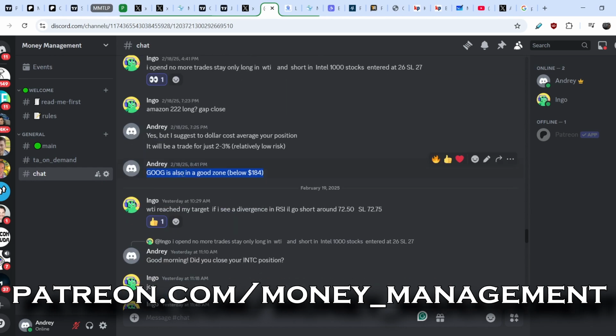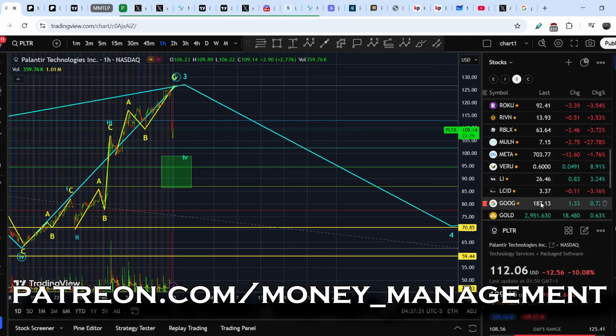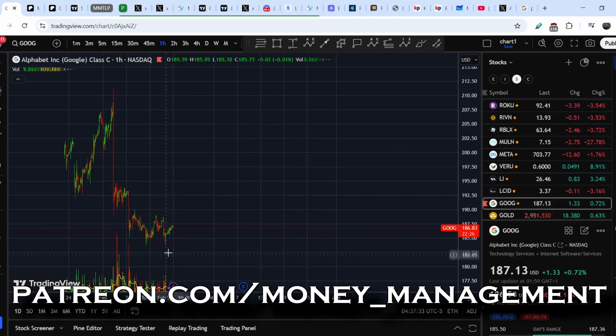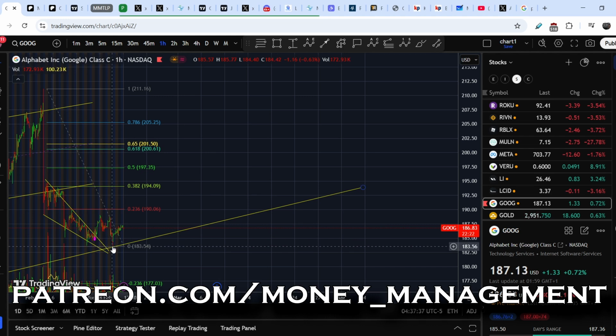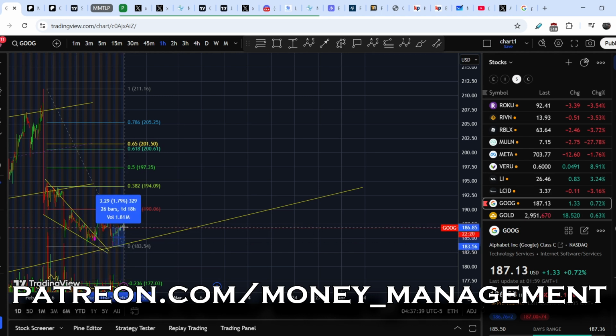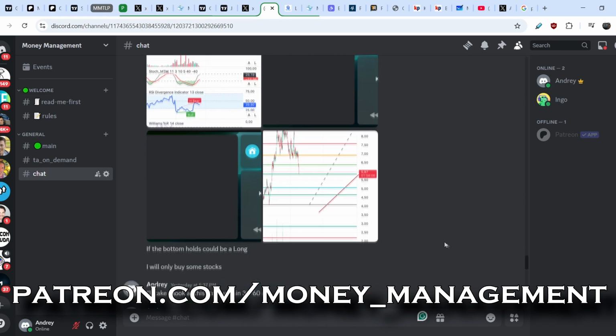On top of that, guys, here is the exact setup for Google. I made it on February 18th, and I told him that Google is also in good buy zone below 184. Guys, take a look right here. Here is the Google price action, and this is the point below $184. From this point, this asset went up for almost 2% within just a couple of sessions. So that is why, guys, you can benefit a lot out of your membership.